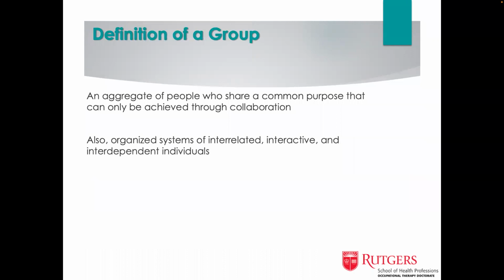What is a group? A group is an aggregate of people who share a common purpose that can only be achieved through collaboration. Also, organized systems of interrelated, interactive, and interdependent individuals. So every person in a group is their own sole individual. Typically, to be a part of a group versus a population, a group is organized. So you all kind of have a common purpose.